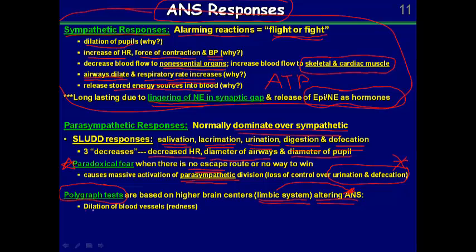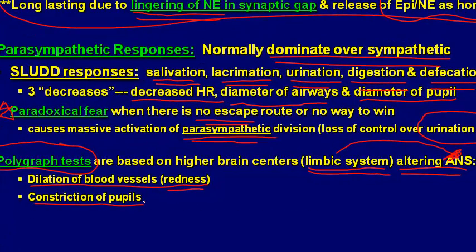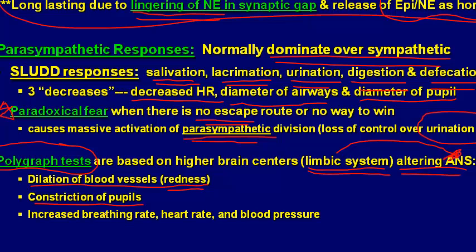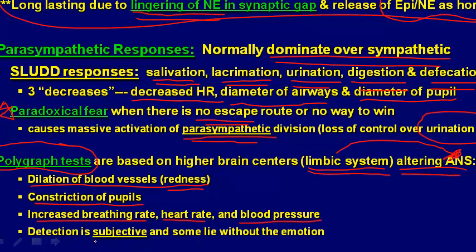So for example, dilation of blood vessels. People undergoing a polygraph test will become a little red, and that can be measured. Their pupils constrict because of the limbic system influence. Heart rate increases, breathing rate increases, blood pressure increases. So this is all what the polygraph is based on, your autonomic responses, but it's your emotions that are influencing the responses. So this is kind of a subjective test, and that's why it's not admissible, because people can lie without the emotions.